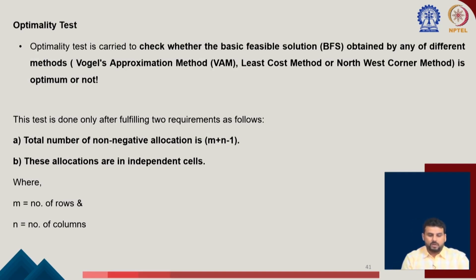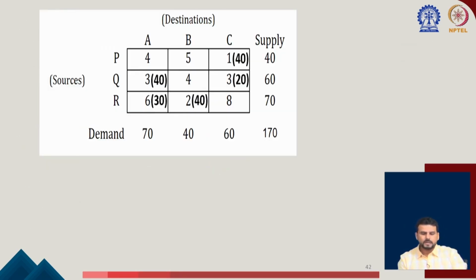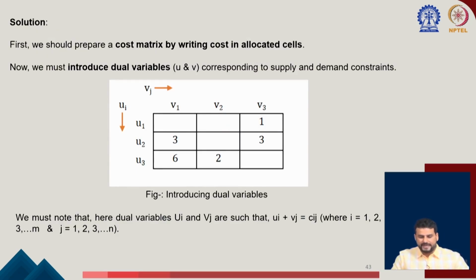So till now, before applying the initial basic feasible solution, we were checking whether your problem is balanced or not. In the same way, while processing for the optimal solution, we need to check whether these are non-negative allocations and are at independent position, right? Now this is the allocation, right? So now we will find ui and vj.